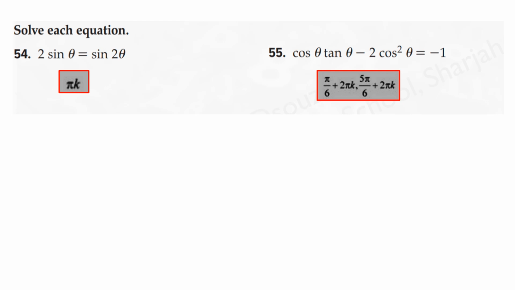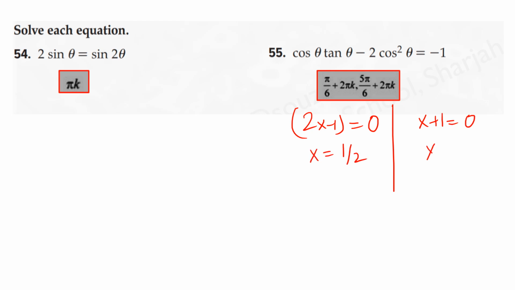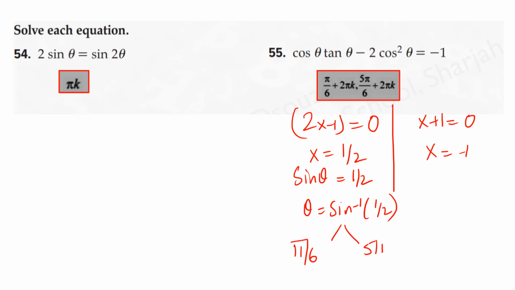So in the last step, we stopped at 2x minus 1 equal to 0, giving you one solution, and x plus 1 equal to 0, giving you another solution. So x is 1 by 2, x is minus half. Now x equal to 1 by 2 means sine theta equal to 1 by 2. Use your calculator. So sine inverse of 1 by 2 or 0.5 will give you two values, two particular solutions: pi by 6 and another 5 pi by 6. This will give you your solutions. We will ignore this one because it's a negative value.